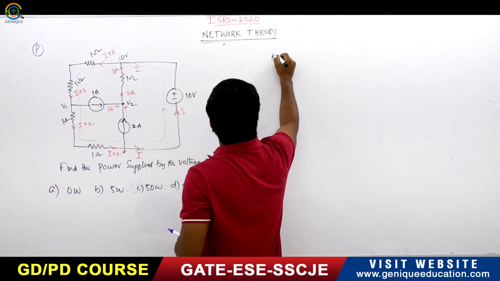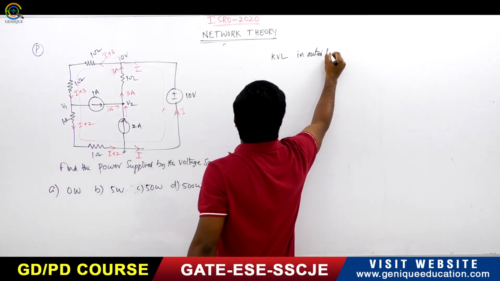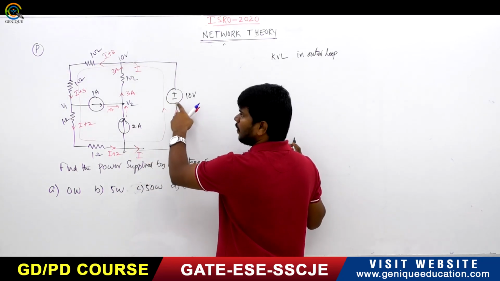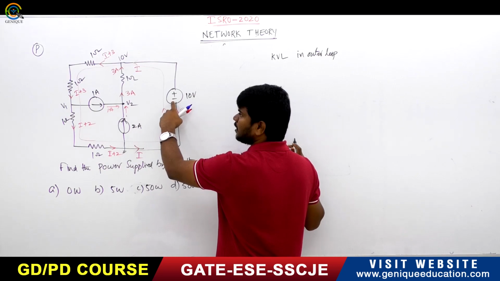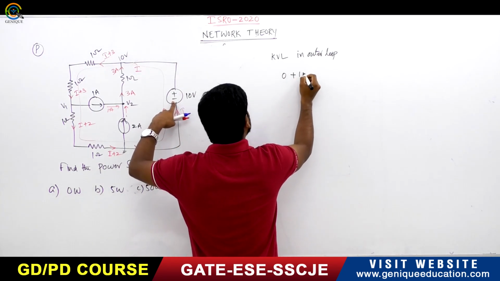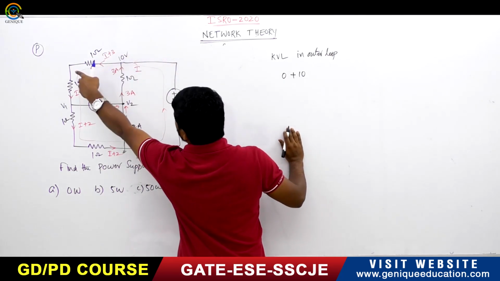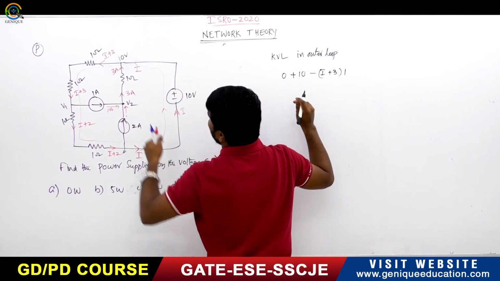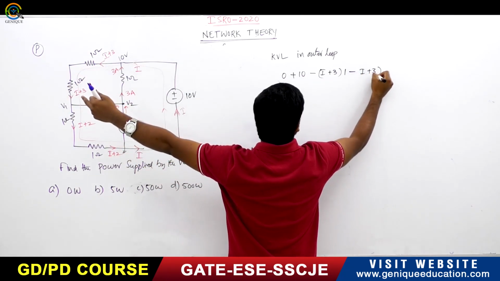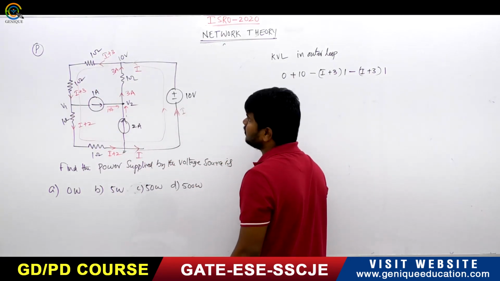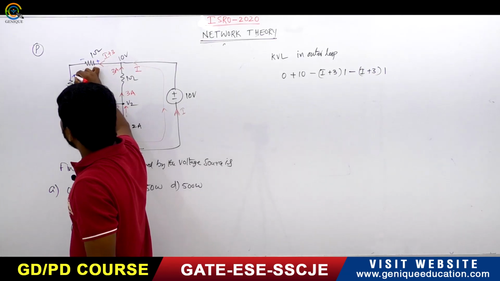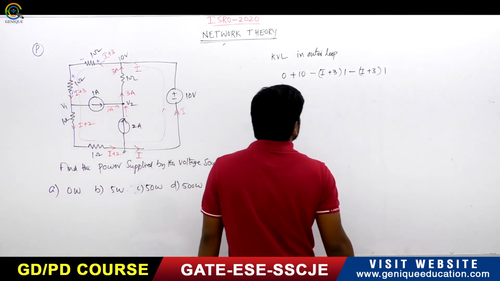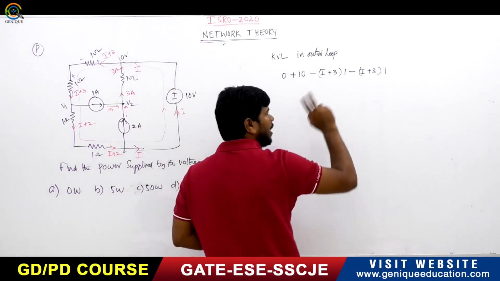If you write the KVL in the outer loop, what will it be? It is 0, right? Minus terminal is there, so you have to write plus. So 0 plus 10, it is 10. What about this? It is minus of I plus 3 into R, because in the resistor I have to take minus, since I assume this as plus, minus, because always the resistor will absorb the power. So that's why it is minus I plus 3 into 1.